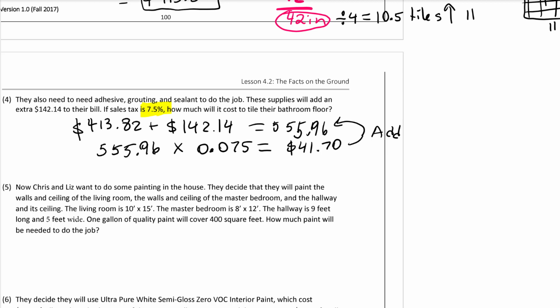All right, and you get the grand total of $597.66. Okay, great work, guys.